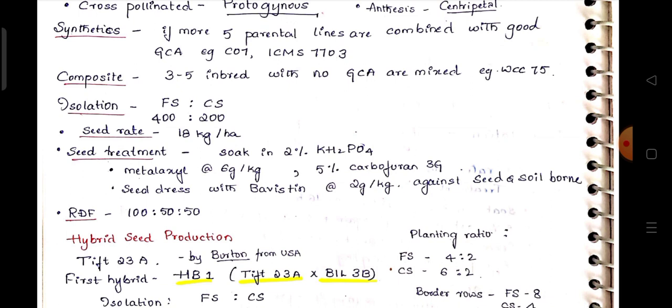Seed treatment, soak with 2% KH2PO4. Metalaxyl at the rate 6 grams per kg. 5% carbofuran 3G granules. Then seed dressing with Bavistin at the rate 2 grams per kg against seed and soil borne diseases. Dose of fertilizer recommendation is 100:50:50 NPK.